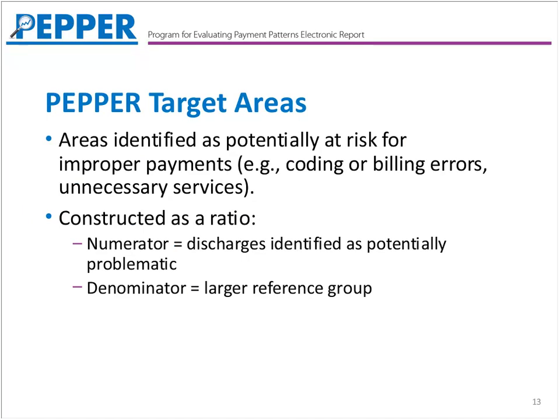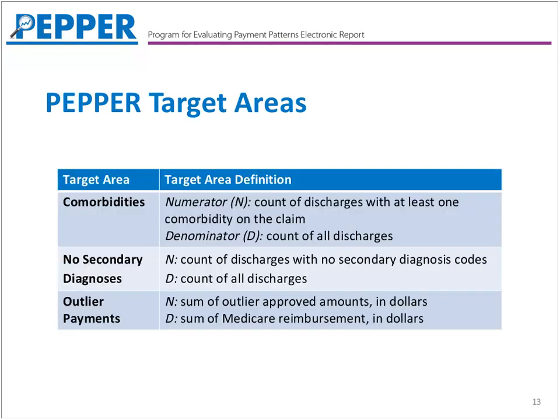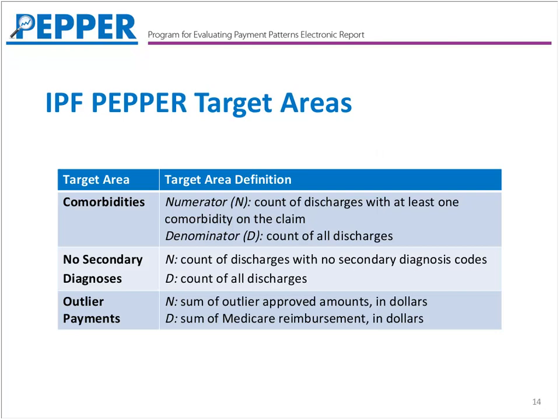Now I'd like to quickly review the target areas in this most recent release of the PEPPER. There haven't really been any changes in these target areas. The 2 target areas that were removed, I'll talk about those in just a minute. So first of all, on this screen, you'll see we've got 3 target areas listed. The comorbidities target area is the only target area that's focused on the possibility of coding errors. And coding errors can go 2 ways. The IPF can upcode, in which case it receives an overpayment, or the IPF can undercode, in which case the IPF may not be reimbursed sufficiently for the care that they provided.